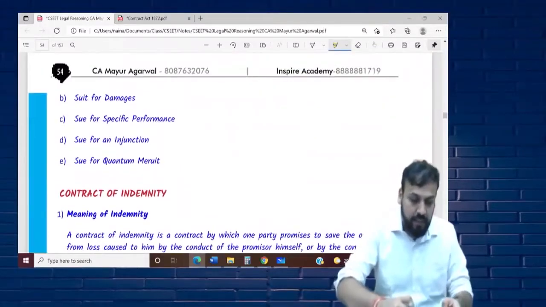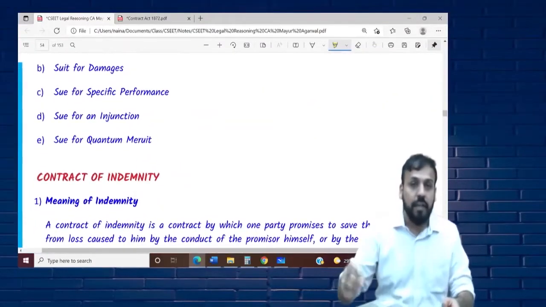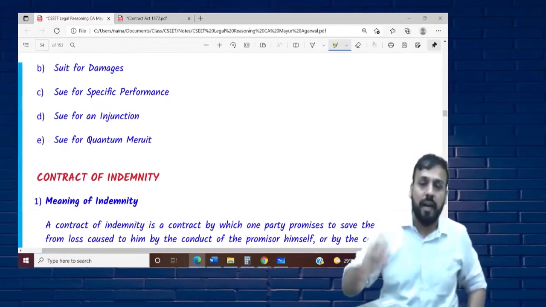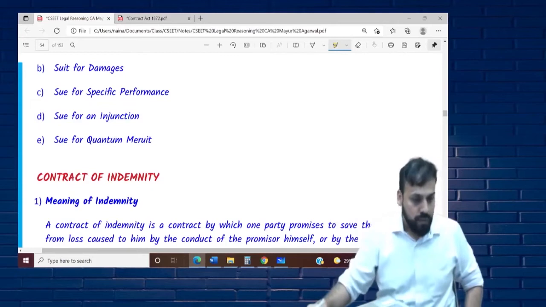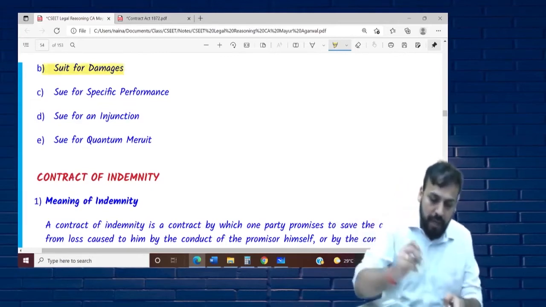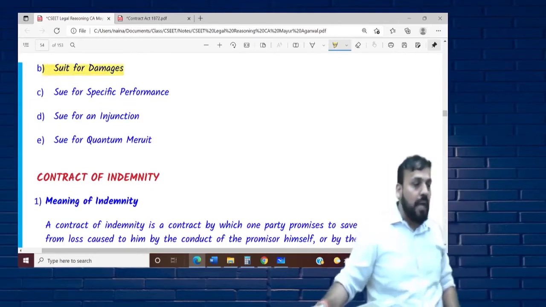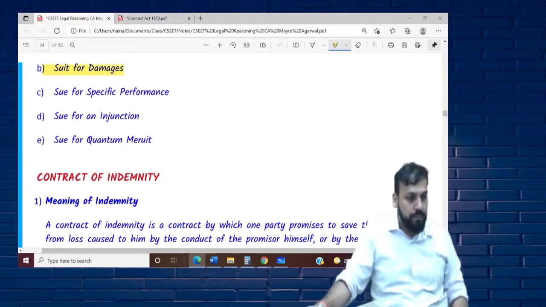What are the remedies? See, first thing, the remedy. If I promise to deliver the car, I don't deliver the car. Can you claim damage from me? Yes or no? If I promise to deliver the car, I don't deliver the car. Can you claim damage from me? Yes or no?